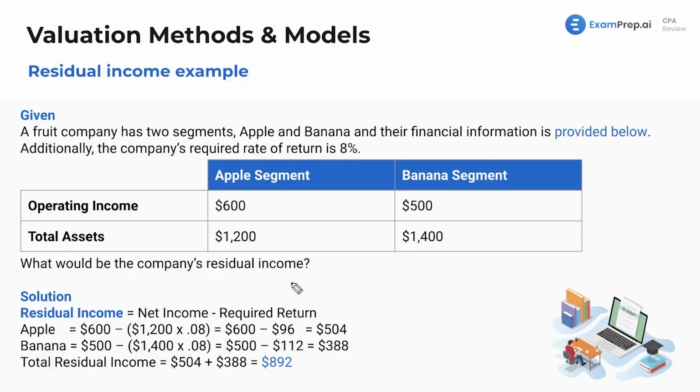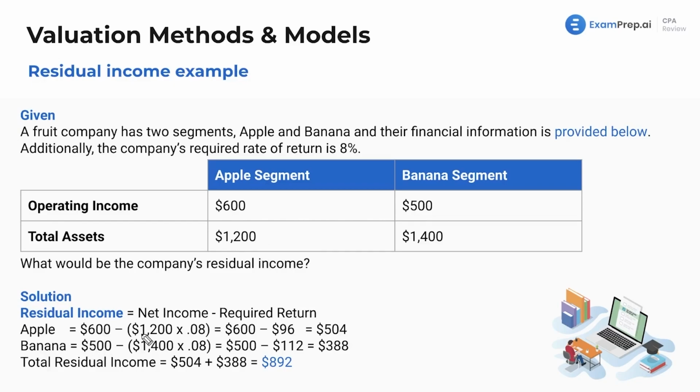Okay. What is the company's residual net income? Let's see. We have operating income and total assets. And what are assets? Well, you could really just view the assets as the invested capital, right? The outflows. It's what you had to put into each segment. We'll follow a formula, and net income is, well, it just gives us operating income of Apple is 600, banana is 500. So that's pretty straightforward.